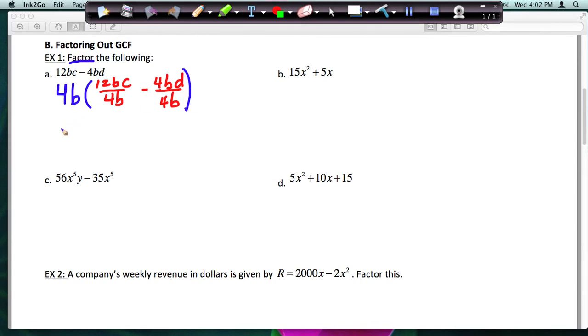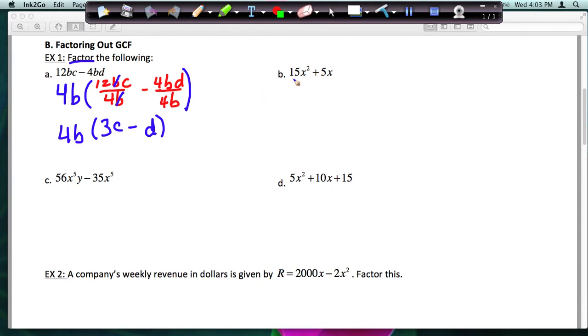And now we can write what we get when we divide. And here 12 divided by 4 is 3. B divided by B, those B's cancel, and you're just left with C, minus. Here the 4 B's cancel and just leave you with D. So that's factored. So let's do the same thing with B.